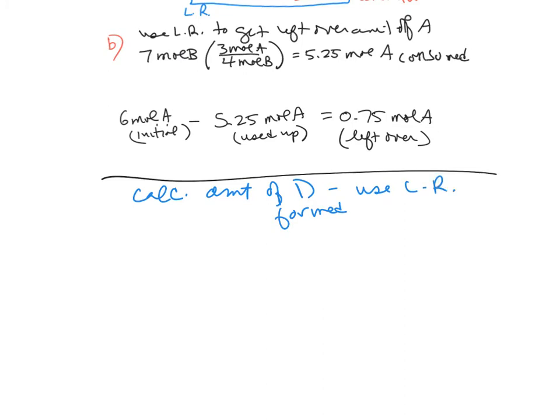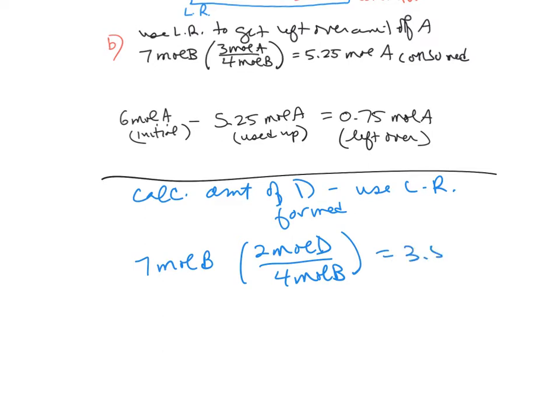Use the limiting reactant in this case. So B is the limiting reactant. We have 7 moles of B, and the ratio is 2 moles of D for every 4 moles of B. So you get 3.5 moles of D formed.